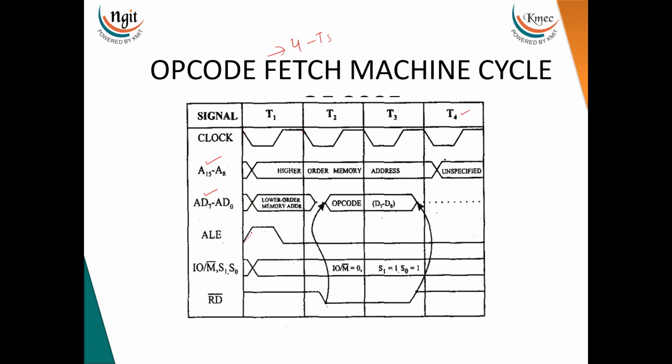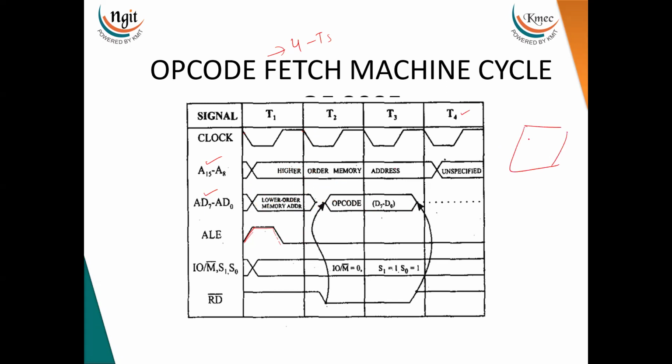When the ALE signal is enabled at the beginning of any machine cycle, this bus acts like a lower order address bus, and that is for only the first clock pulse, only one T state. After that ALE becomes 0, so this bus acts like a data bus. Once the address is placed for the first clock pulse, it will select the memory location in the memory.